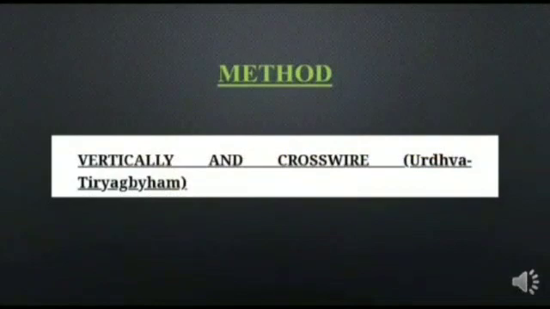So now, let's begin with the vertically and crosswise method of Vedic maths. So let's begin with example 1. Here we have to multiply 22 and 31 by using the vertically and crosswise method. For step 1, we will be writing 22 and 31 in such a way that 31 comes just below the 22.